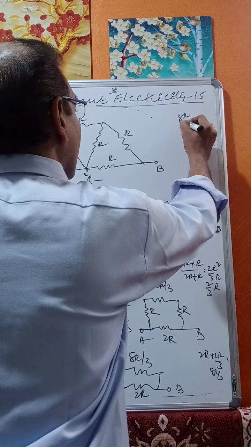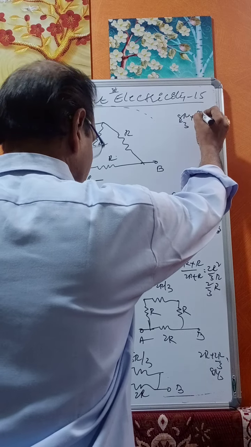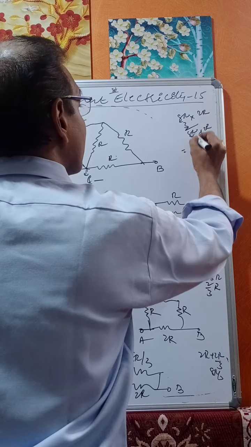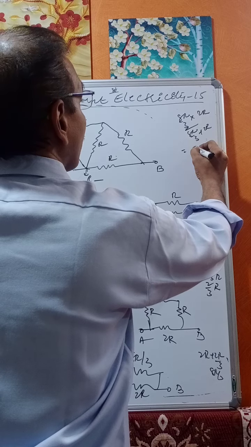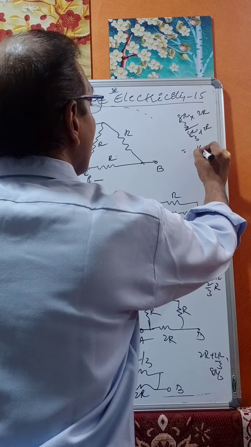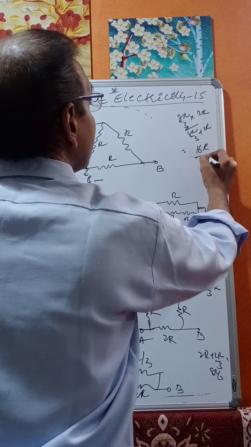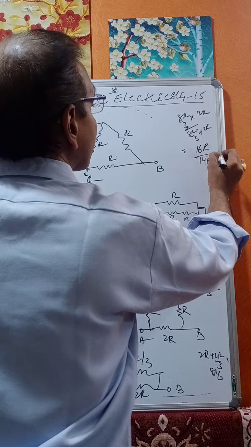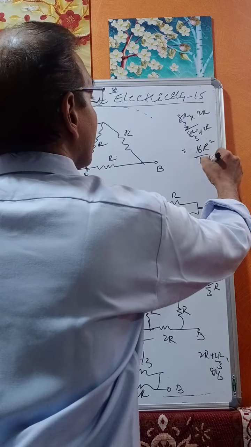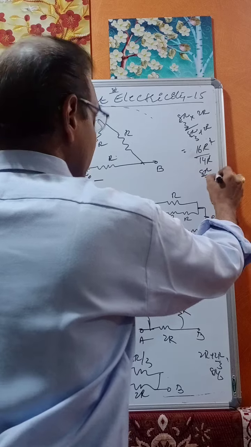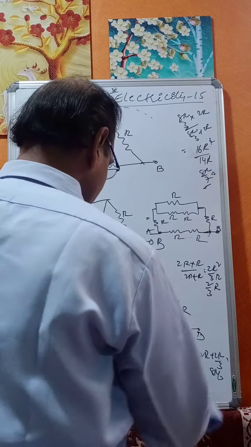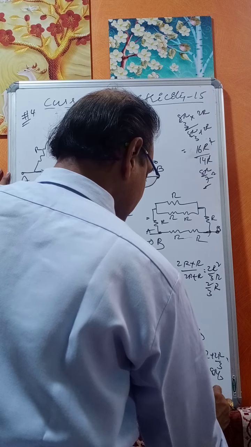Therefore, 8R by 3 into 2R by 8R by 3 plus 2R. That is 16R square by 14R, that is 8R by 7. The effective resistance is equal to 8R by 7 ohms.